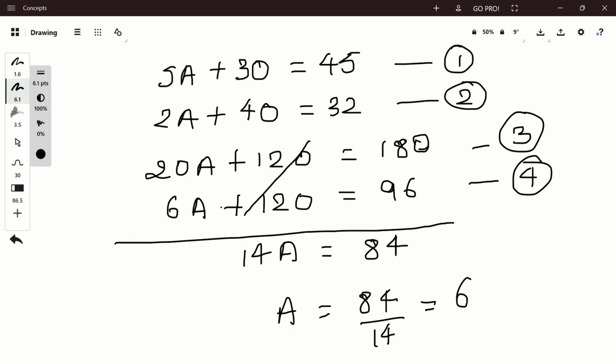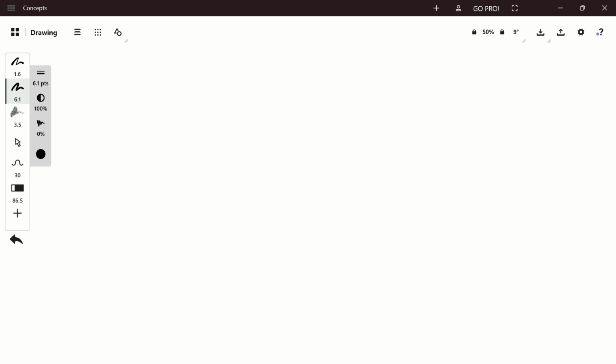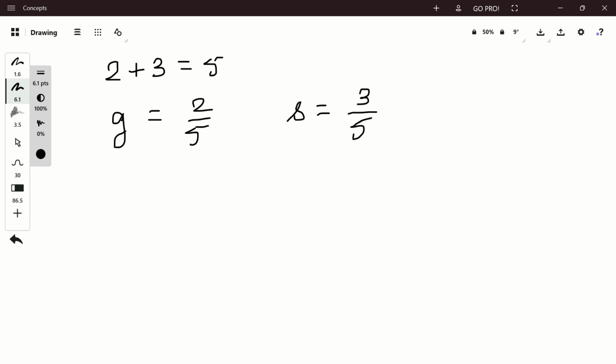Two alloys contain gold and silver in the ratio 2:3 and 3:4, respectively. If equal quantities of both alloys are melted to form a third alloy, what is the ratio of gold to silver in the third alloy? In the first alloy, the total parts are 2 plus 3, which is equal to 5. So the proportion of gold is equal to 2 upon 5 and the proportion of silver is equal to 3 upon 5.